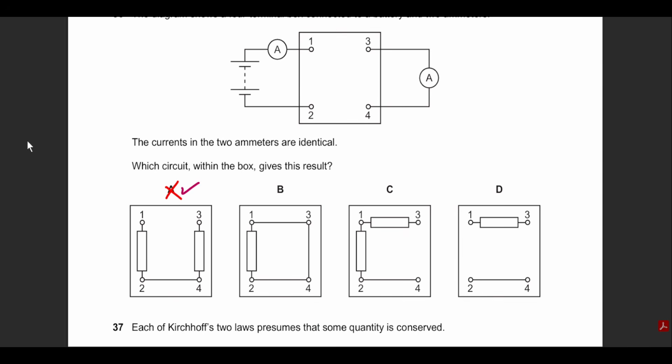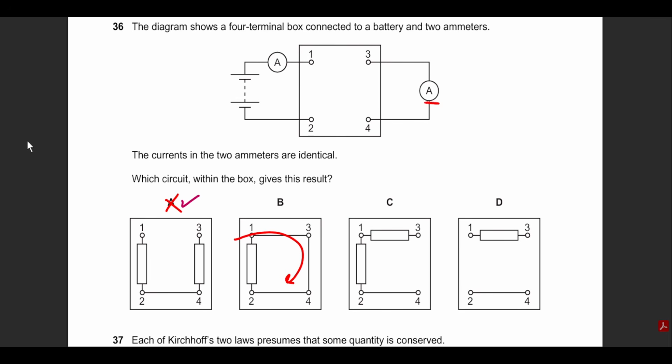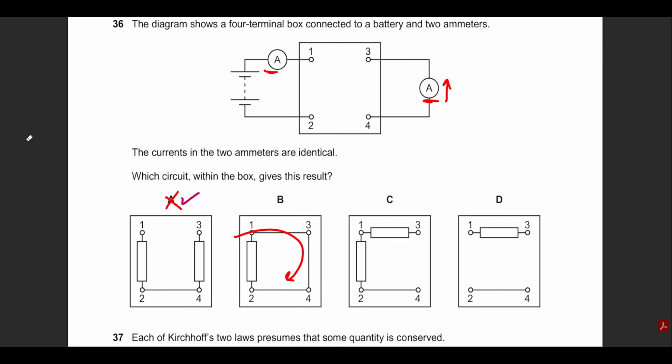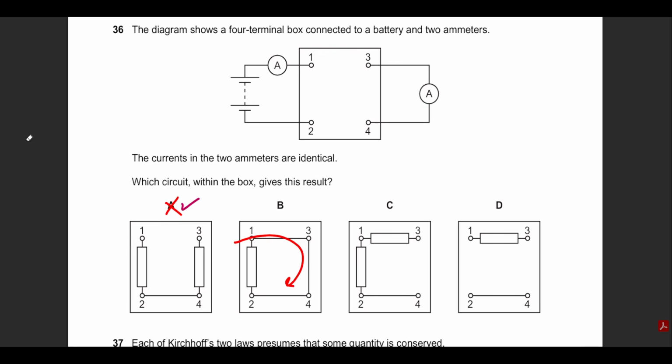You see, if you imagine that the source is connected here, then all the current will be passing through branch 3 and 4. This is a short circuit condition. This amp will be higher and this current will be much smaller. So again, we're looking for a system that produces identical results. So this is not going to be the answer.